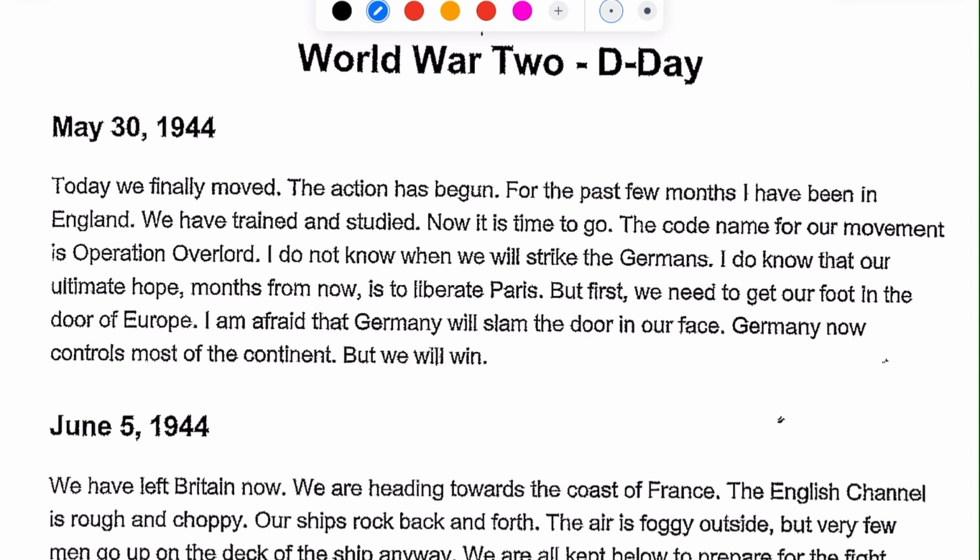The code name for our movement is Operation Overlord. I do not know when we will strike the Germans. I do know that our ultimate hope, months from now, is to liberate Paris. But first, we need to get our foot in the door of Europe. I am afraid that Germany will slam the door in our face. Germany now controls most of the continent, but we will win.